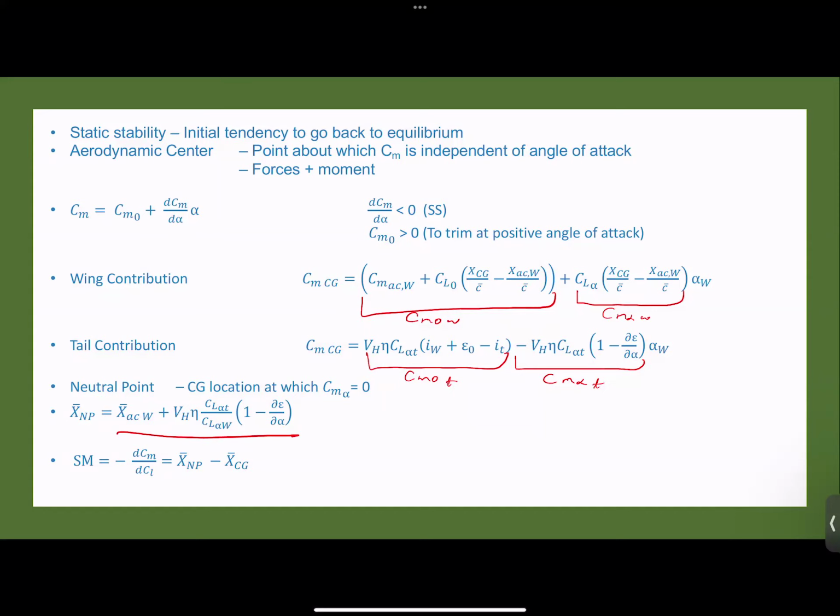Then we had discussed static margin. Static margin is like a quantitative measurement of the stability of the aircraft. So it is defined as the negative of the slope of Cm versus Cl, and also the distance between the neutral point and the CG. All right, so static margin for a stable aircraft is always positive, because for a stable aircraft, dCm/dCl will be negative. All right.